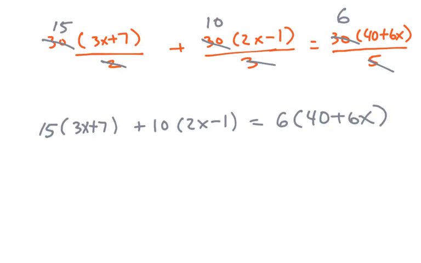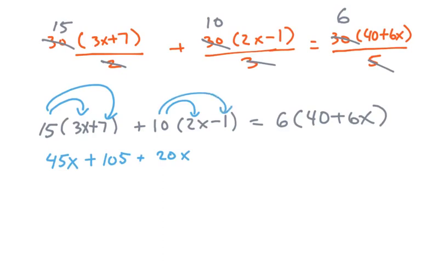Okay, so this is nice because this simplifies the problem down to just where we have to do massive distribution. So let's go ahead and do that. So 15 times 3 is 45. 15 times 7 is 105. 10 times 2 is 20. 10 times negative 1 is negative 10. 6 times 40 is 240. 6 times 6 is 36. Okay, so we just basically distribute it all the way through.